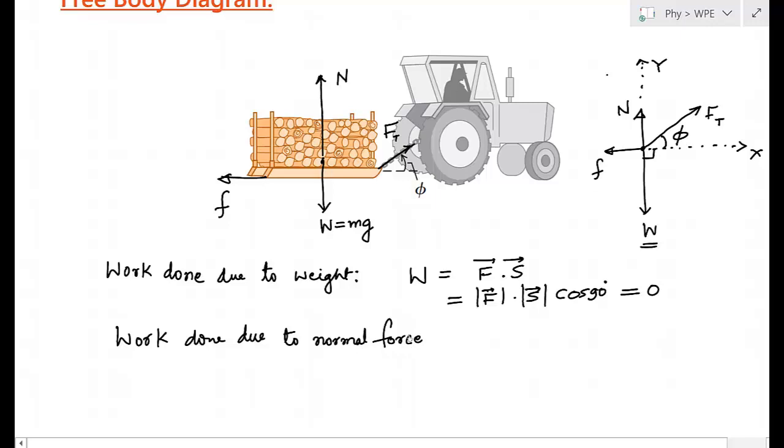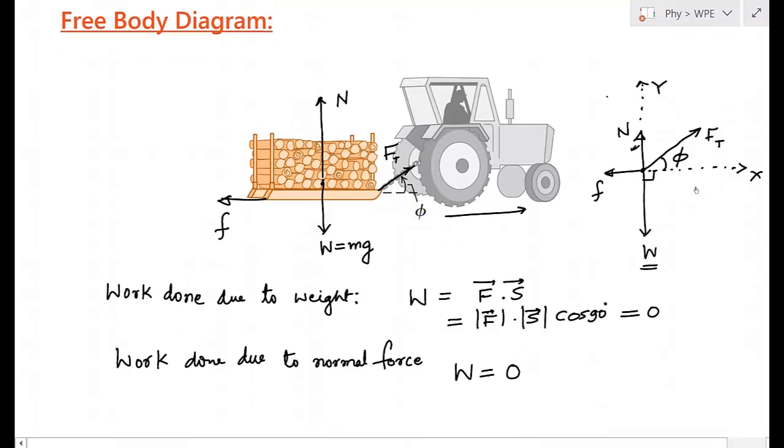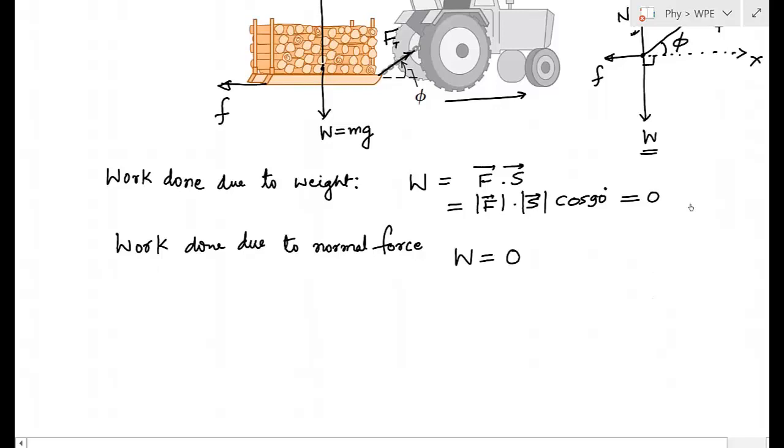Once again, the normal reaction is in the Y direction and the displacement is in the X direction, because this sledge is moving in this direction, that is the X direction. So the normal reaction and X, that is the displacement, make an angle of 90 degrees. So work done in this case once again will be 0. Now let us find work done due to the tractor. So the tractor is applying a force Ft.